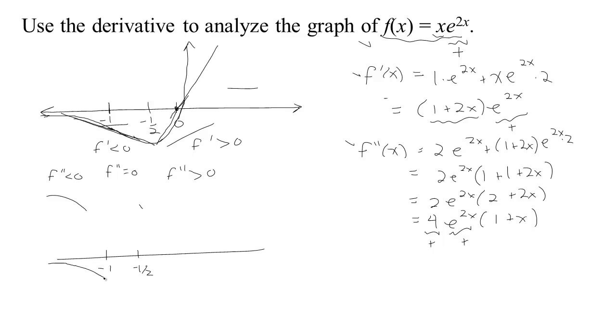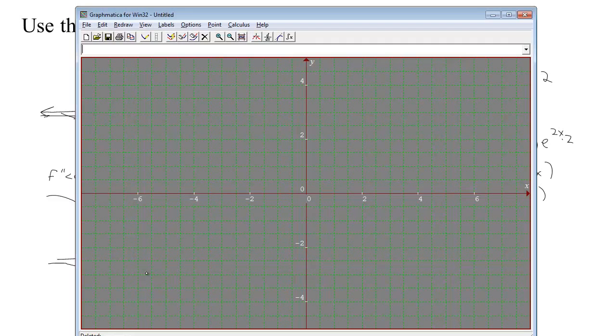It continues to decrease, but the concavity changes. It starts to have less and less negative slopes until right here the slope is actually 0. The graph is just level for less than an instant. And then the graph goes up through 0, 0, and continues to be concave up. That's pretty powerful analysis. We found out a lot about that function without actually having to draw the graph. But if we did draw the graph, we would see this.